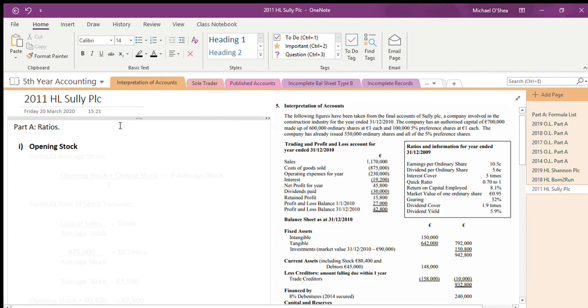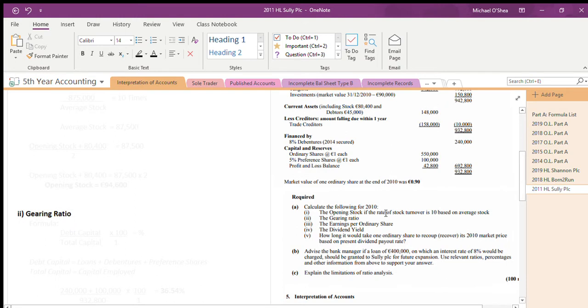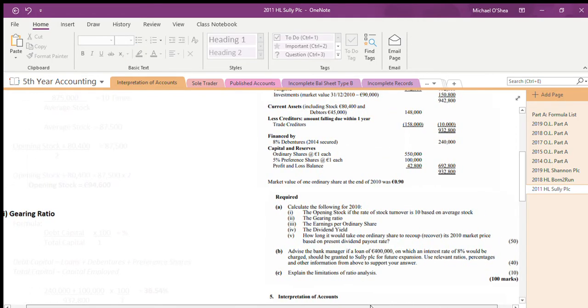This is the interpretation of accounts for the 2012 question, 2011 question. It's Sully Plc. So, just to go through the ratios here, what we've done for part A. First one is the opening stock. If the rate of stock turnover is 10 based on average stock. So, opening stock, if the rate of turnover is 10 based on average stock.